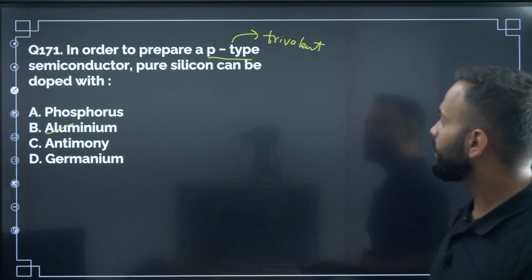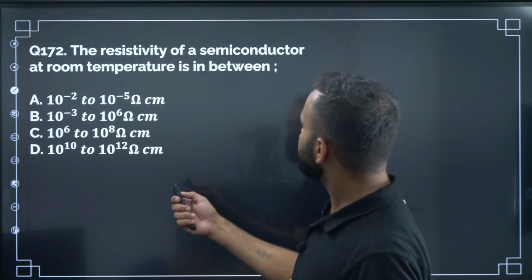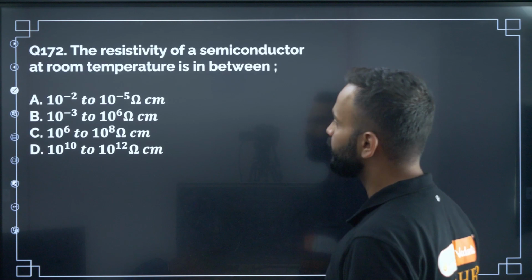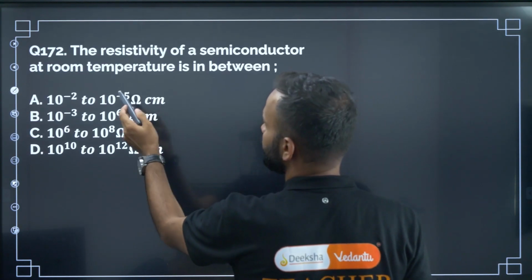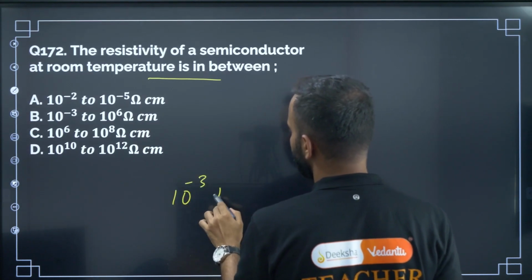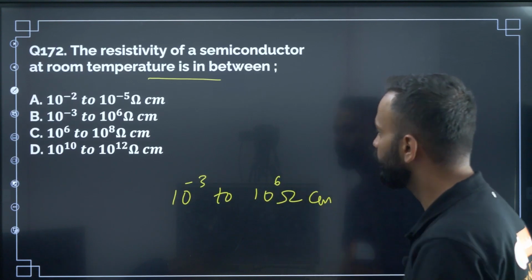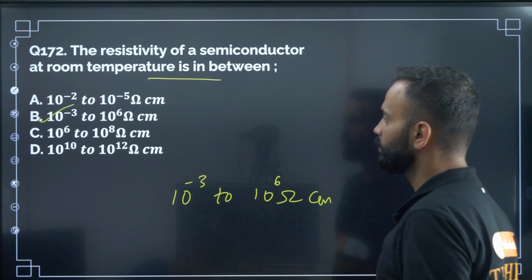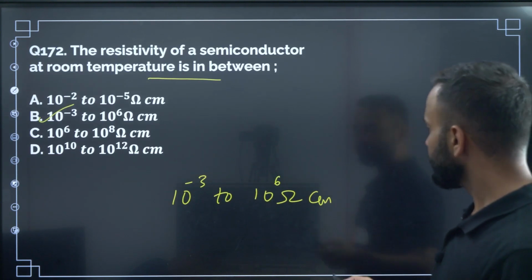172nd question. The resistivity of a semiconductor at room temperature is in between. Again, a memory-based question. The resistivity of a semiconductor at room temperature is in between 10 to the power minus 3 to 10 to the power 6 ohm centimeter. So option B is the correct answer. Next question.